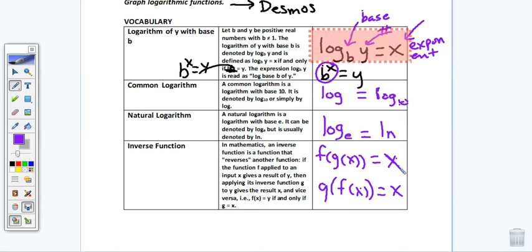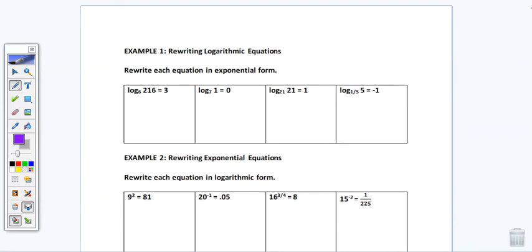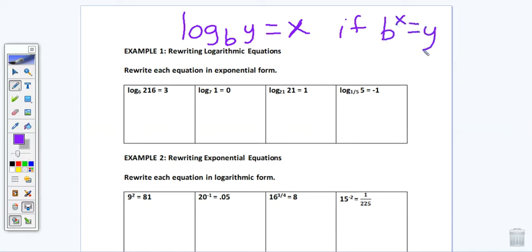All right, let's get rolling here. Top of this page, I'm going to write this down again. I want you to do the same thing. Which variable up here represents the base? Which variable represents the exponent? Which variable represents the value I'm working with? This is true if this is true. The left is true if the right is true.